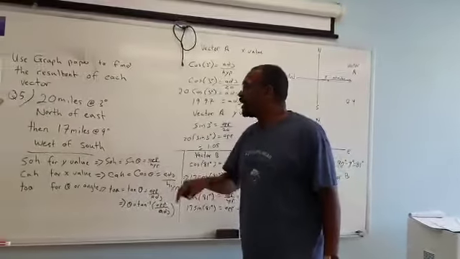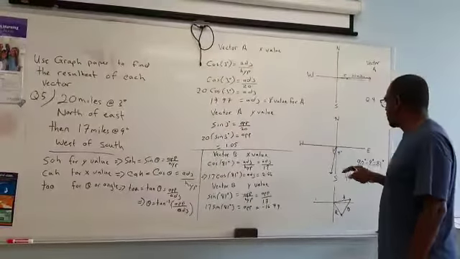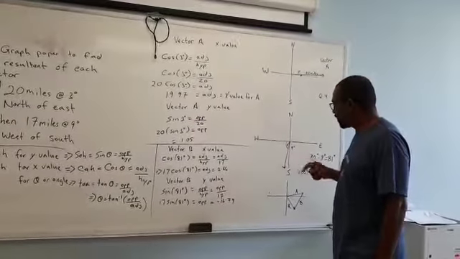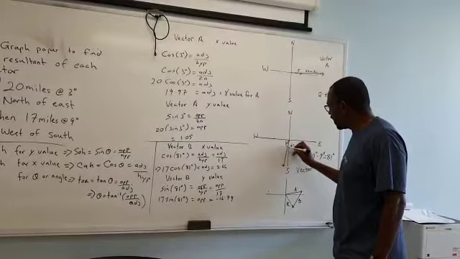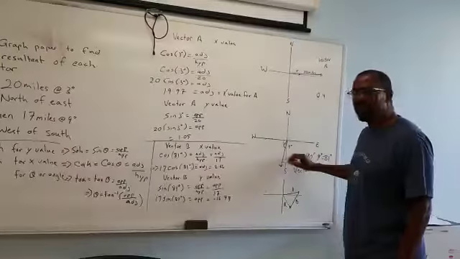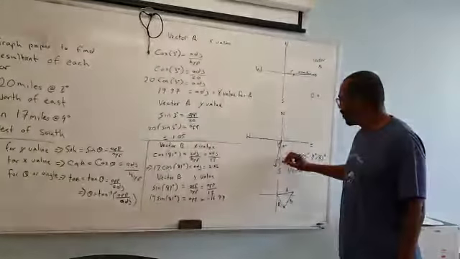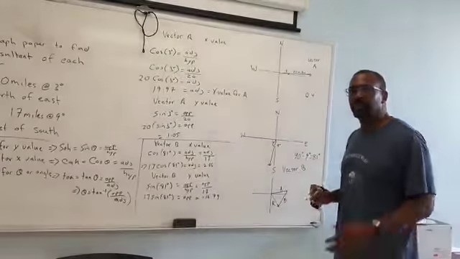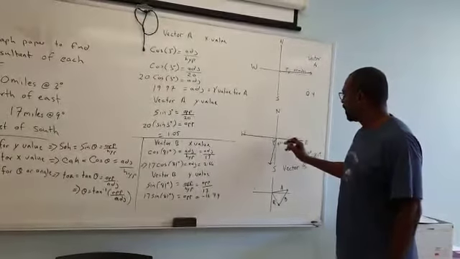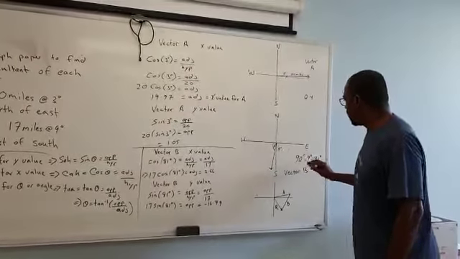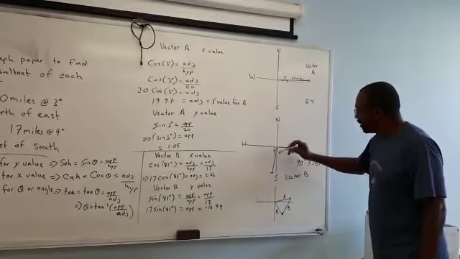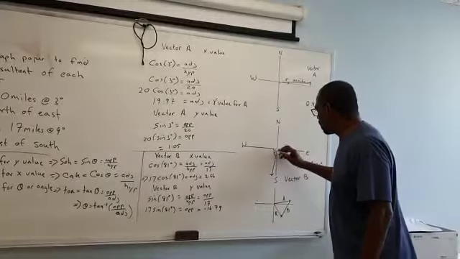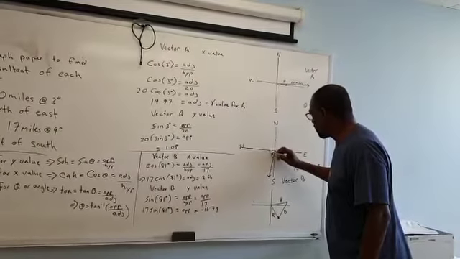The second vector is 17 miles at 9 degrees west of south. So this will be your 9-degree angle. Because we need to find the x and y components, we need to find what this other angle is, in order to form our right triangle. If this is 9 degrees, then 90 degrees minus 9 degrees means this angle must be 81 degrees. This is where our right triangle will be formed.